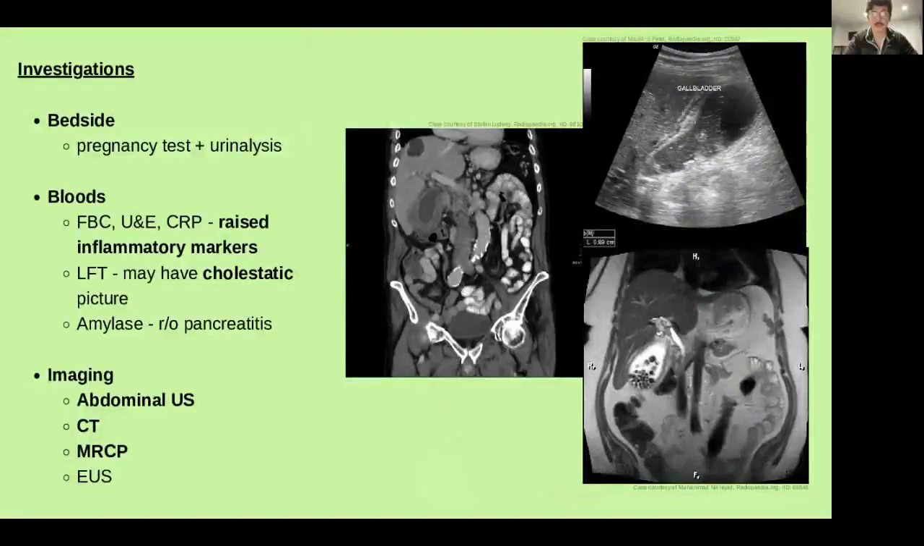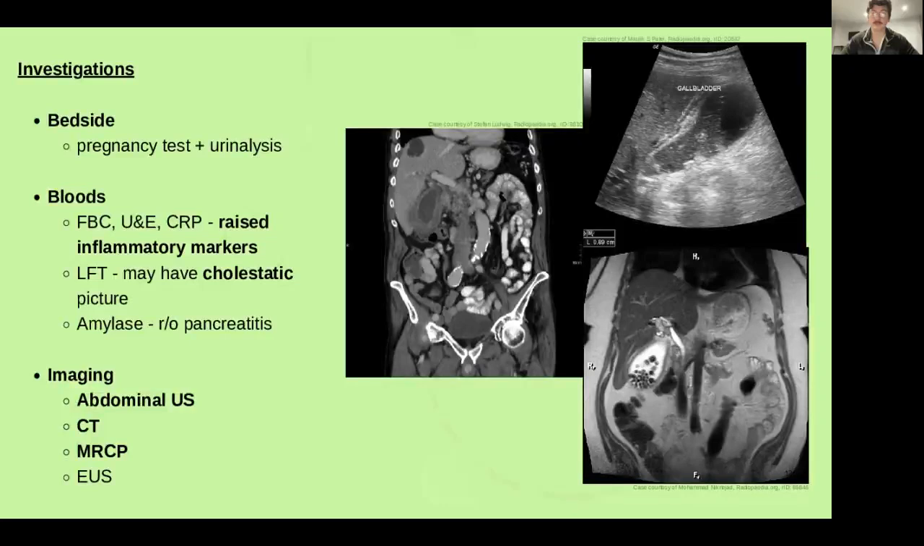So investigations, as we've talked about, always try and stratify these into bedside, bloods, imaging, and then further more invasive tests if you need. Bedside, we've talked about those already. Same things: pregnancy test, urinalysis, maybe an ECG if they're tachycardic as well.